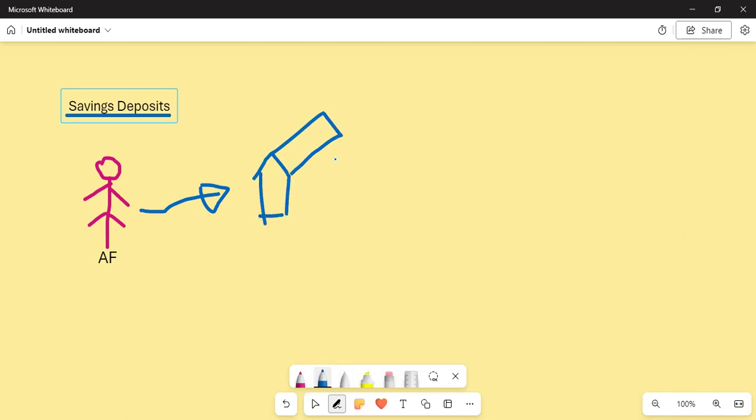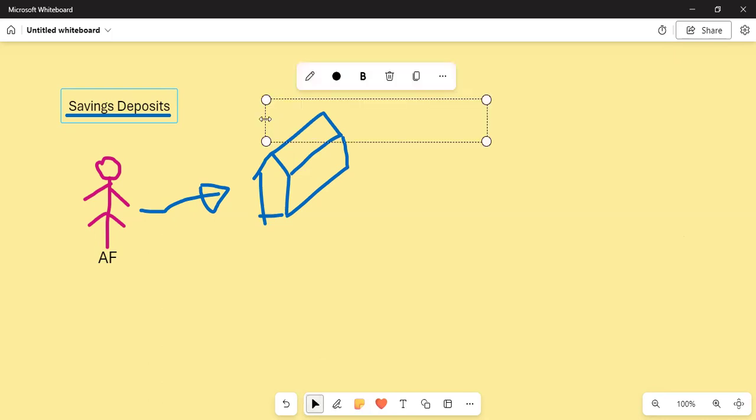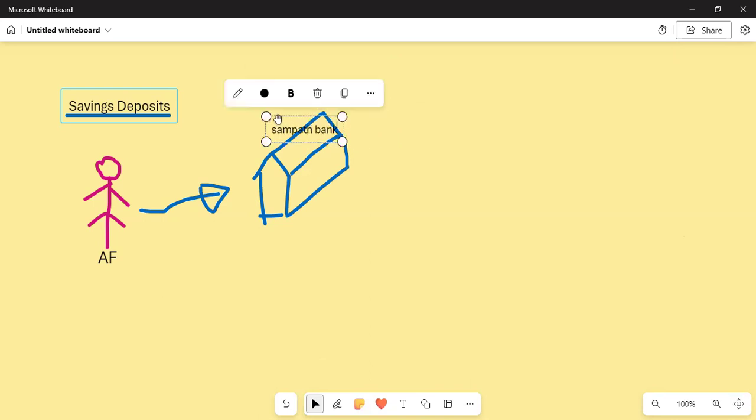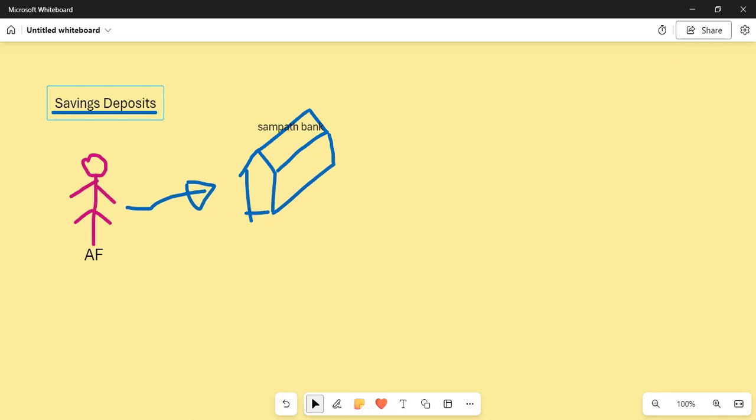We say itiri kirima in Sinhala, and in Tamil, we call it semipu. I am starting a savings account in the commercial bank, we'll say Sampath Bank. I go and start a savings deposits account in the Sampath Bank. So we'll say that I have saved 100,000, so this month I go and deposit 100,000.